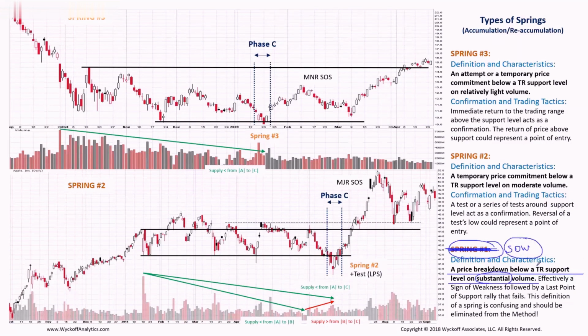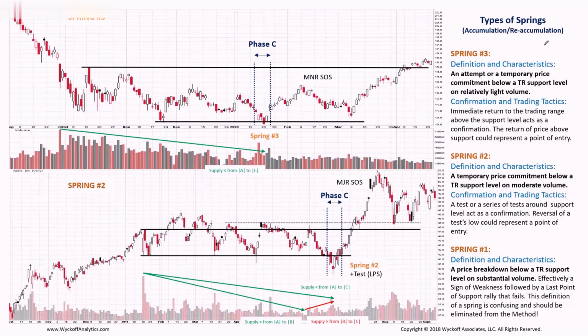That creates a sign of weakness in the distribution. So effectively, sprint number 1 is a sign of weakness in the distribution, and therefore, should we even discuss it here? Probably not. And that's kind of like my thing about sprint number 1. It should not be in the method, should not be discussed as a sprint, should not be discussed as a part of the potential accumulation structure.